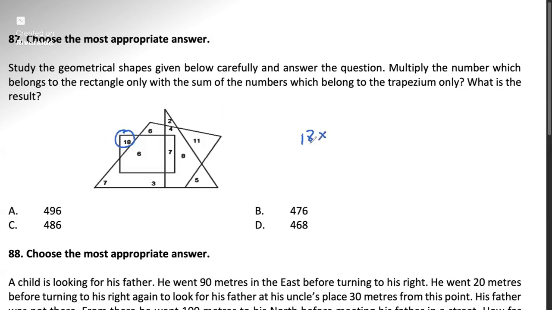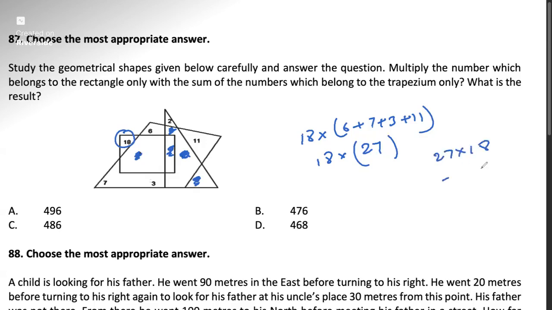Multiply the number which belongs to rectangle only with the sum of the numbers which belong to trapezium only. This is not that number. Which number is trapezium only? 6, 11, 7, and 3. This is how much? 27. Am I right? Yes, sir. So 27 into 18 is how much? 486. Okay. Anybody, any problem in finding this out?